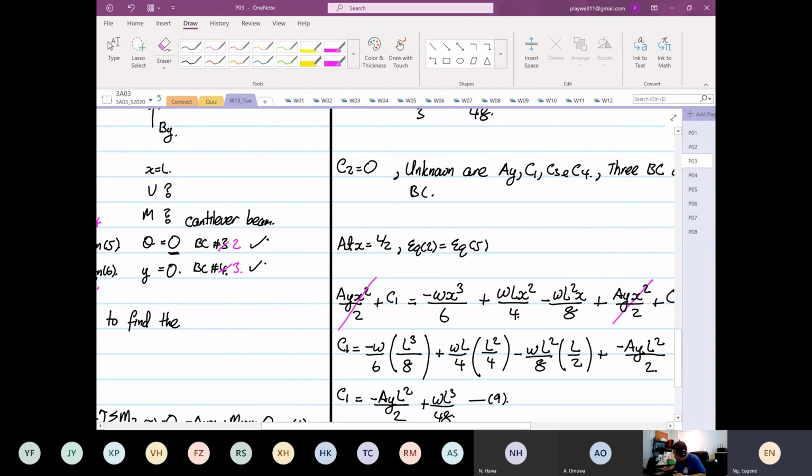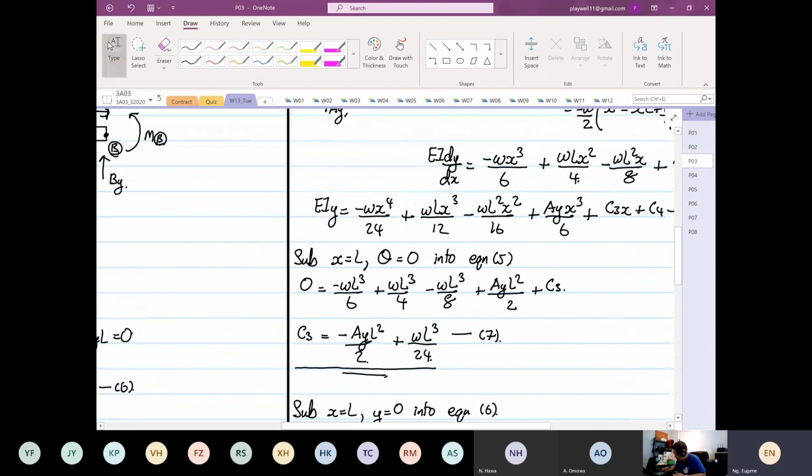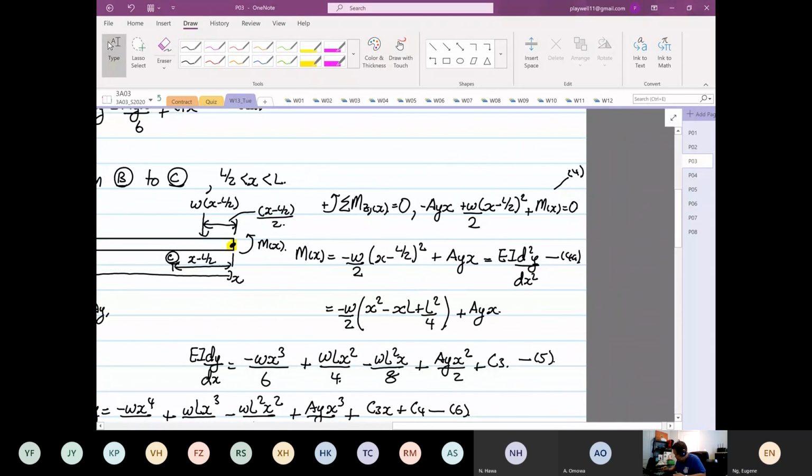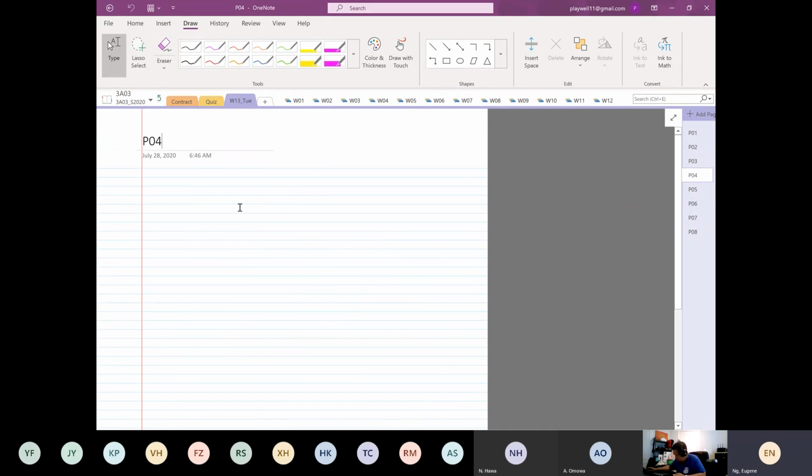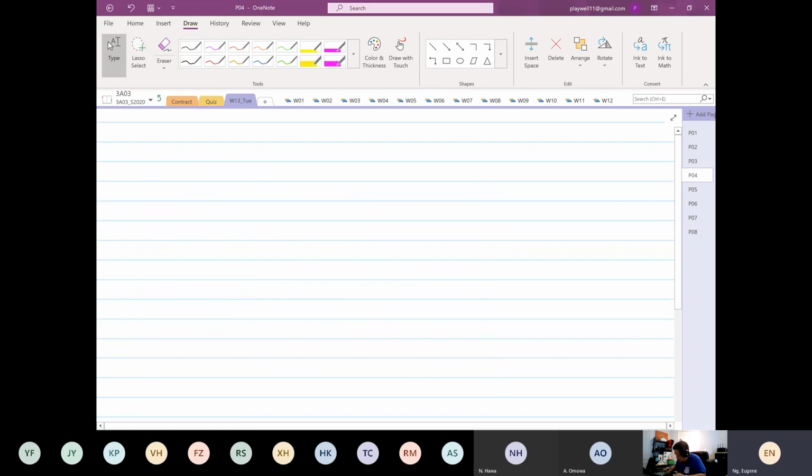So we look into equation 3a. Okay, so where is equation 3a? Okay, so that is my equation 3a. I'm going to take the whole thing. Copy. Go to the next slide. So that is our equation 3a.